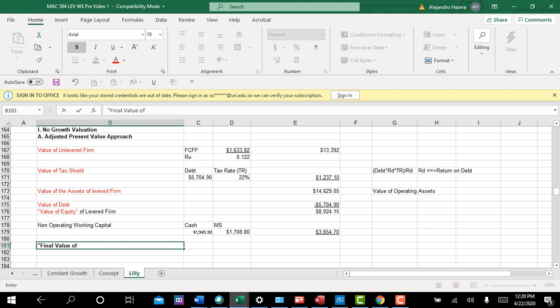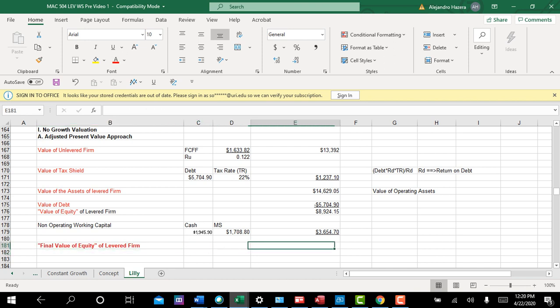No, that's correct. Final value of equity, levered firm. I'm going to put it in quotation marks because it is the final calculation that we're going to do here, at least for a couple minutes. So this is going to be, in a sense, our bottom line number.